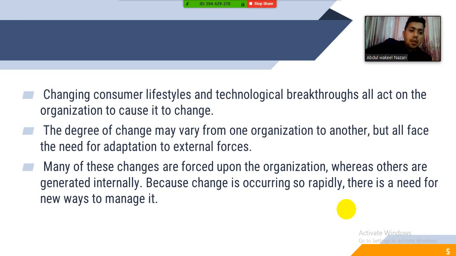Now, actually, external variation can affect the internal. If an external variation comes, it will definitely affect your internal. Is that very clear now? External forces are forced on you to bring internal variation.